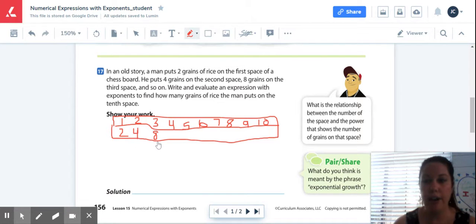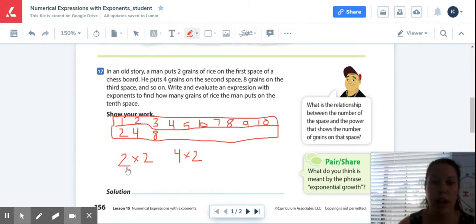Okay, so do we see a pattern of what's happening here? We're starting with 2, and then how do we get 4? We times it by 2, right? And so that gives us the second one. And then how do we get from 4 to 8? Well, we times 4 by 2, which then equals 8. So right now, to get to 8, we have 1, 2, 3 2s. And look, that is in space 3.